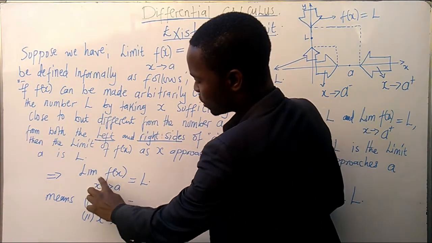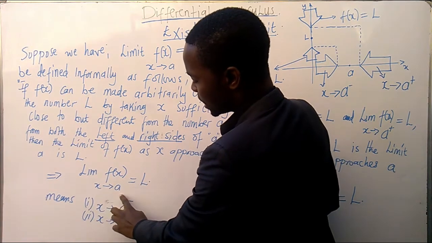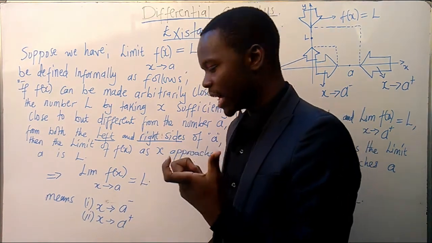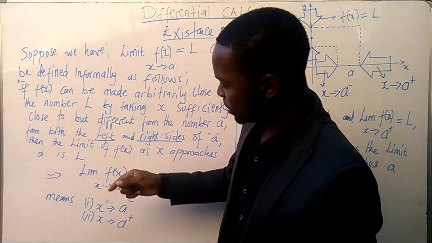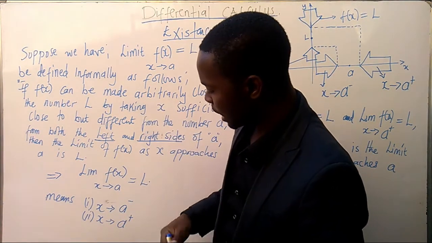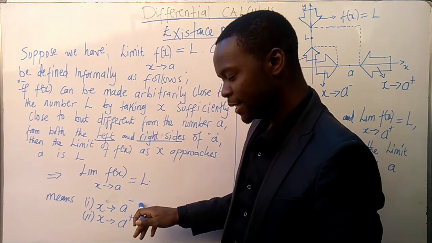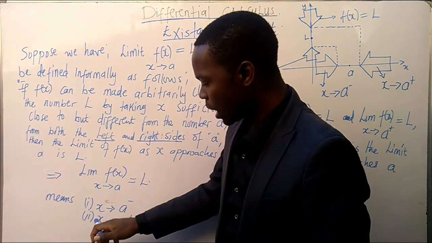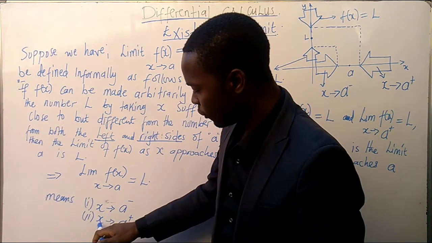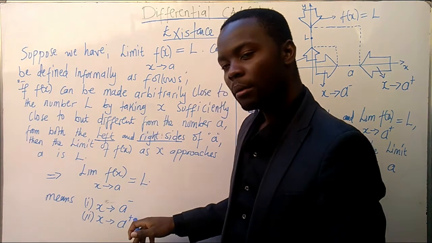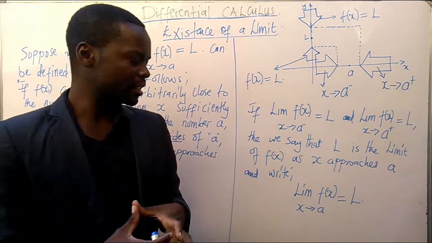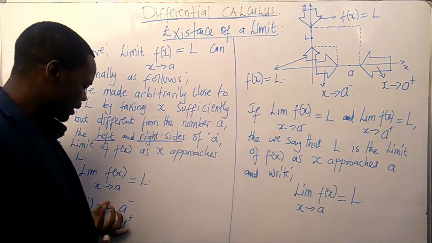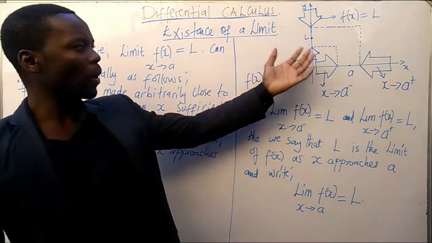So we have the limit of f of x as x approaches a is equal to L. When you see this, you must check the limit of f of x as x approaches a from the negative side and also the limit of f of x as x approaches a from the positive side. Now, how can you visualize this concept? You can visualize it in this way.